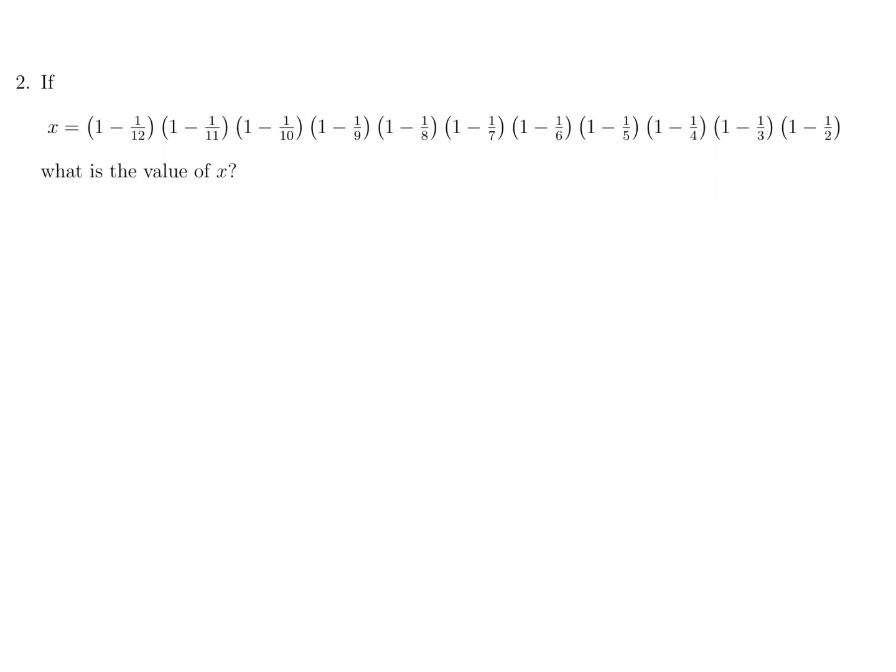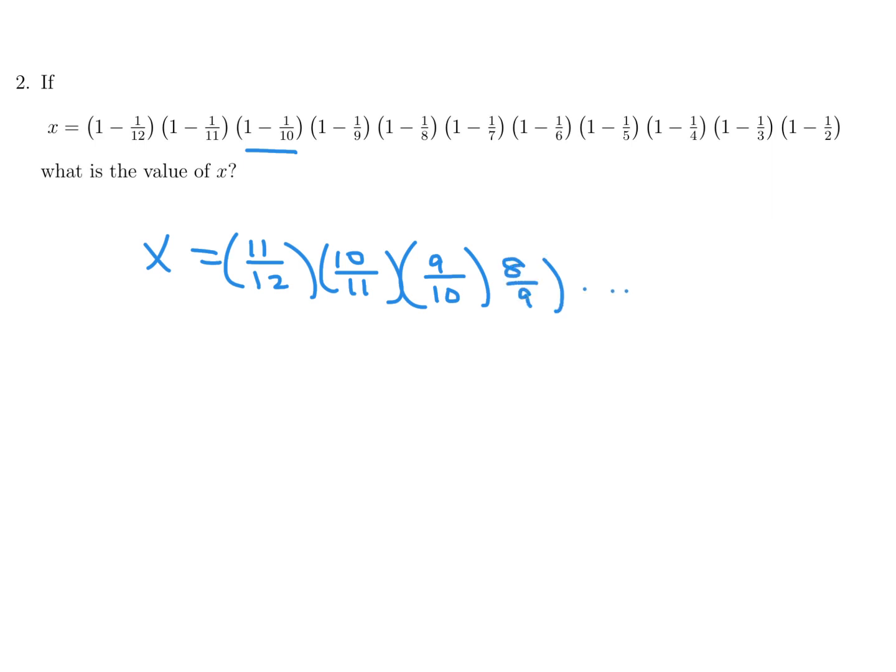If x is equal to this big long thing, what is the value of x? So let's do the fractions. This is going to be 11 over 12, and then it's going to be 10 over 11. Then this one will be 9 over 10. Then the next one is 8 over 9, and so on, right? And the last couple will be 2 over 3 and 1 over 2. And they're all being multiplied by each other.